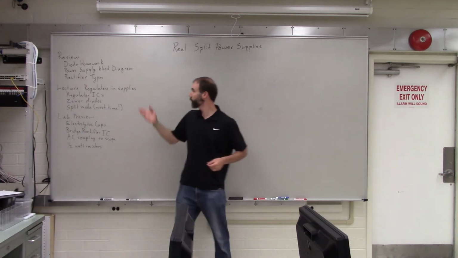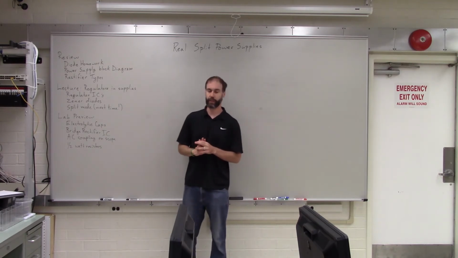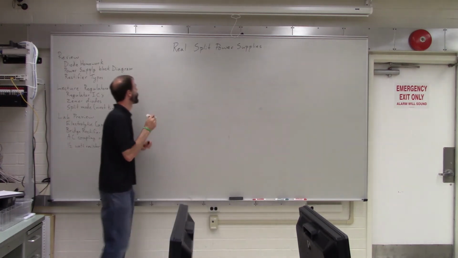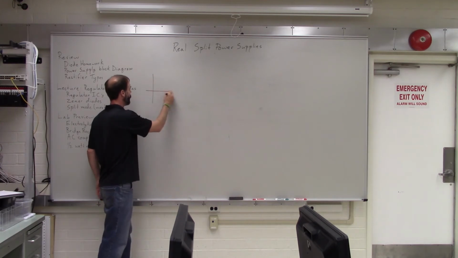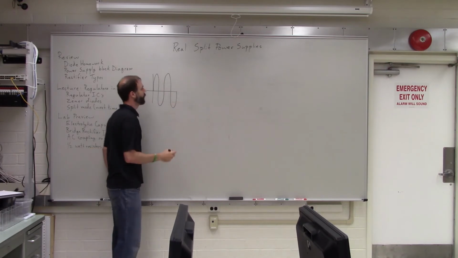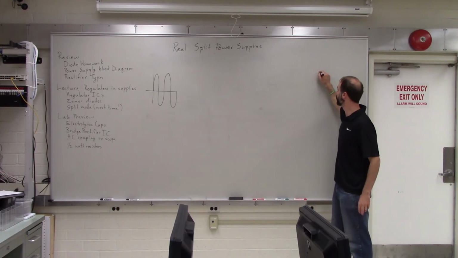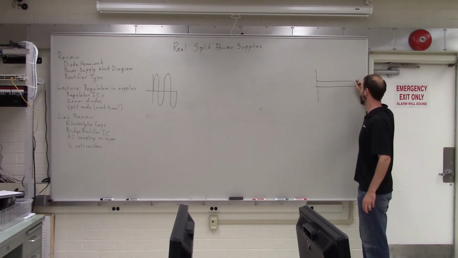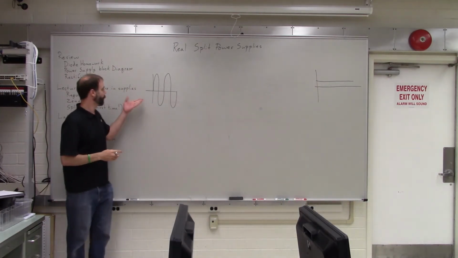So then, let's review the basic block diagram for power supplies. We talked about this last time. Remember, the goal of a power supply is to go from a high voltage AC signal to a lower voltage DC signal, with as little ripple as possible. So we want to go from here to there.